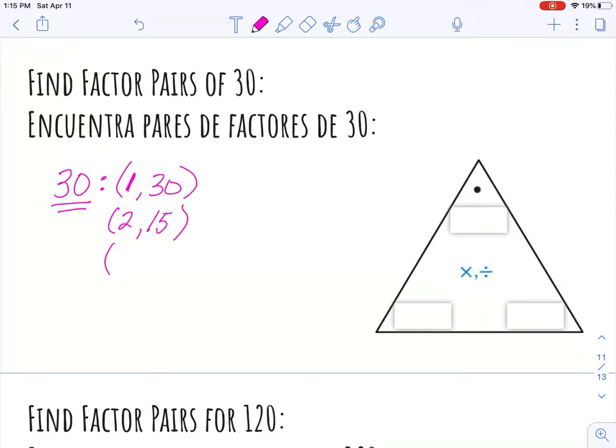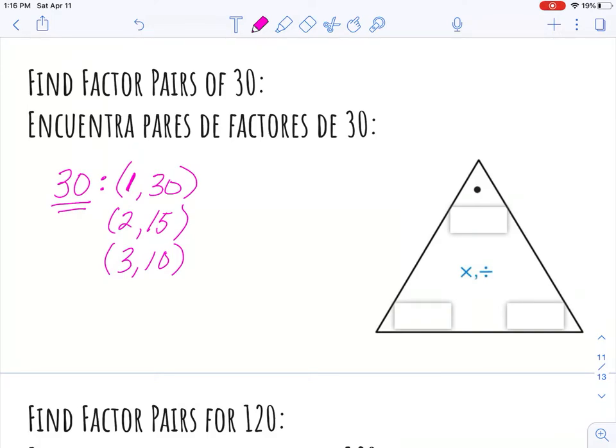All right, now 3. How can I multiply by 3 to get 30? Can I do that? If you said 3 times 10 is 30, that's correct. All right, now I go to 4. 4 is a little bit trickier.